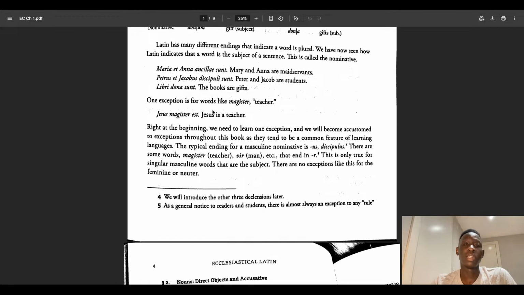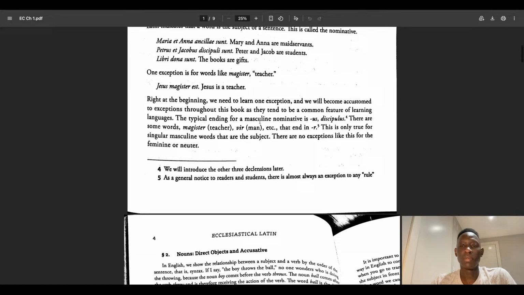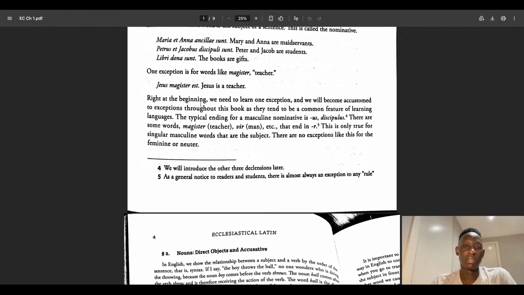One exception is for words like magister, teacher. Jesus magister est. Jesus is a teacher. Right at the beginning, we need to learn an exception, and we will become accustomed to exceptions throughout this book, as they tend to be a common feature of learning languages. The typical ending of a masculine nominative is us, discipulus. There are some words, magister, teacher, vir, man, etc., that end in r. This is only true for singular masculine words that are the subject. There are no exceptions like this for the feminine or neuter.